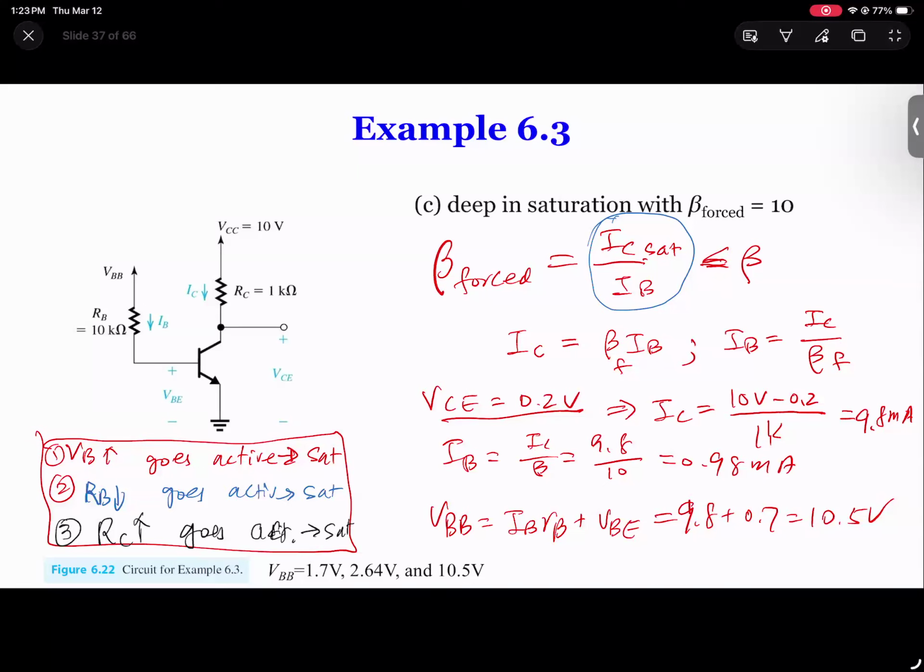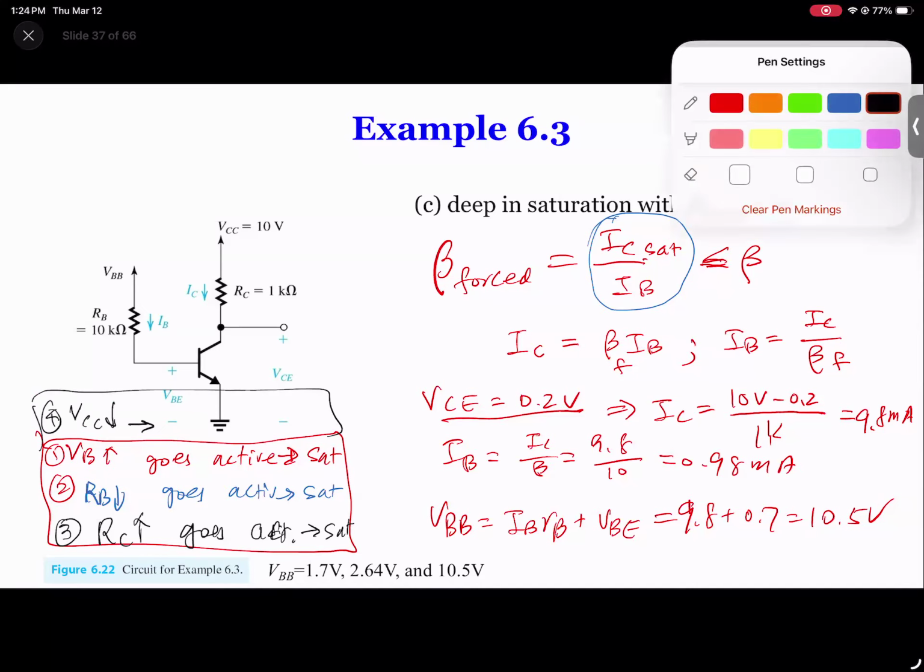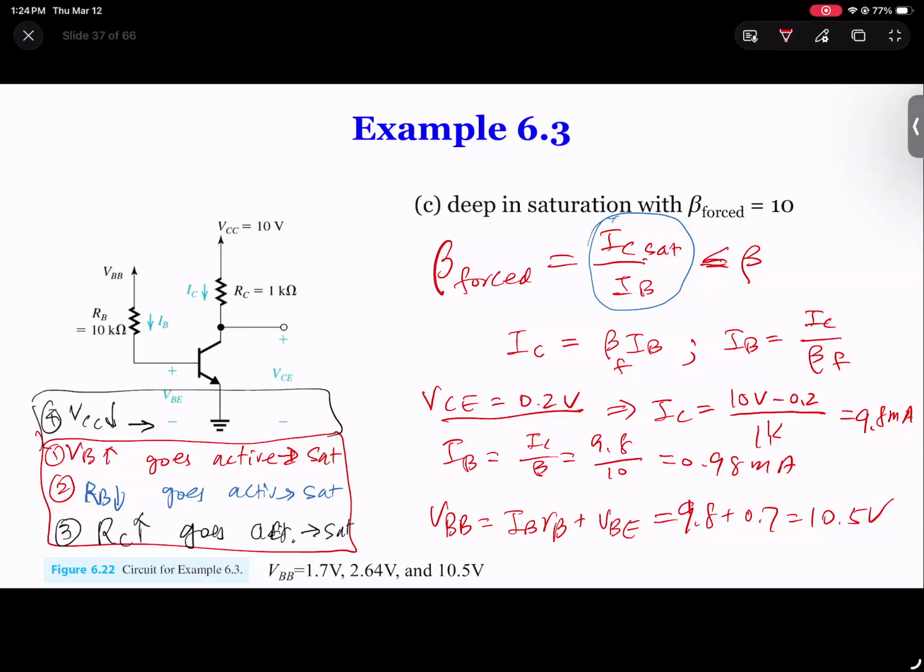So when RC increases, it goes from active to saturation. For the same transistor, there's actually one more: you can change VCC too. If you reduce VCC, same thing. IC decreases, beta decreases, you move from active to saturation. So we really have 4 different ways to change the operating mode of a BJT. And so this is this example. Any question on this example?